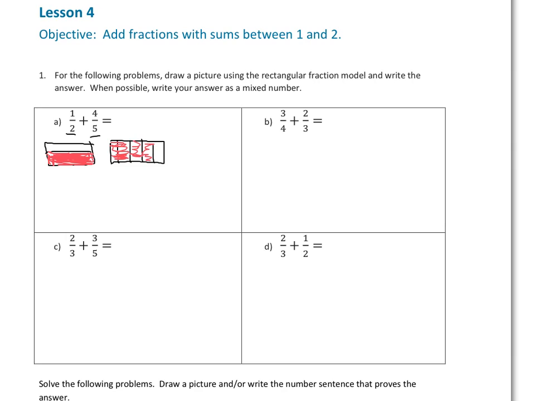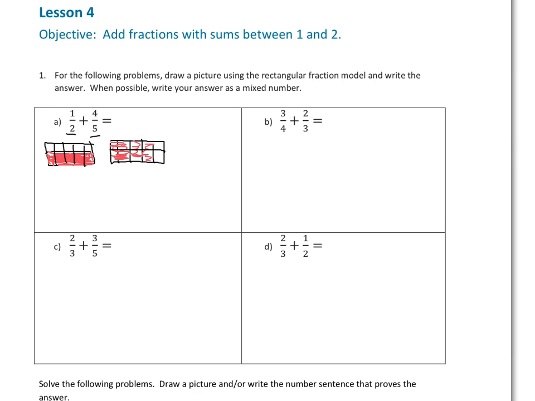Starting with 1/2, I can draw some lines through the middle. Here's 1, 2, 3, 4 lines total. And now if you take a look, there are 10 total pieces in that rectangular fraction model. Over at 4/5 is already broken into 5 pieces, so if I draw a line right through the middle, I now have 10 total pieces.